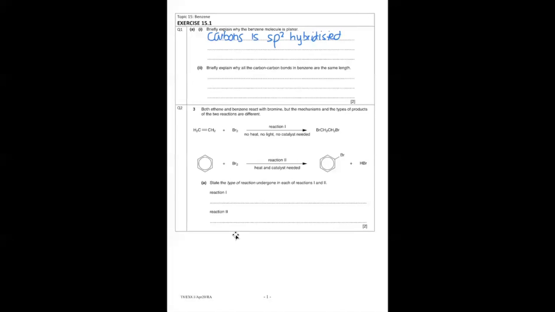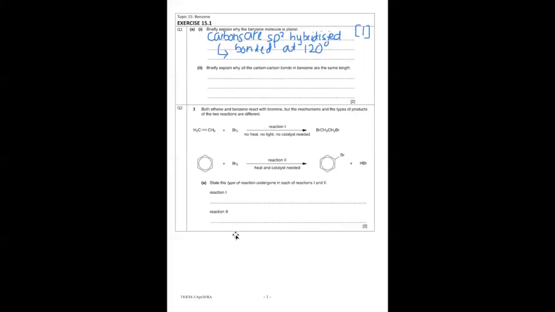The carbons are sp2 hybridized, okay? Or you can say that the carbons are bonded at 120 degrees. Now 120 degrees, what's the shape? What's HCC? Oh yeah, bond angle, that's right. Bond angle 120 degrees. So what is the shape when you have 120 degrees? There's only one mark for this question, so you can choose either one.